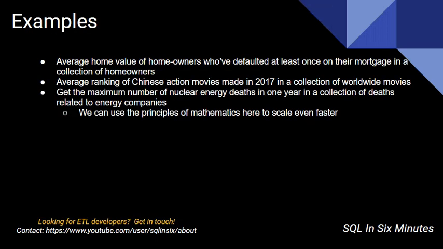Okay, so let's look at some examples where we would apply MapReduce, or where it could be useful. So what about we have a collection of homeowners, and we want to know the average home value of homeowners who've defaulted at least once on their mortgage. So what we're trying to get there is we want to first of all get all the homeowners who've defaulted at least once. I said defaulted. I should have said missed a payment at least once. That was my error. So who've missed a payment at least once. What is the average value of homes? Would it be more expensive? Would it be less expensive? And then we can compare that to the average value of homes overall as well as the median.